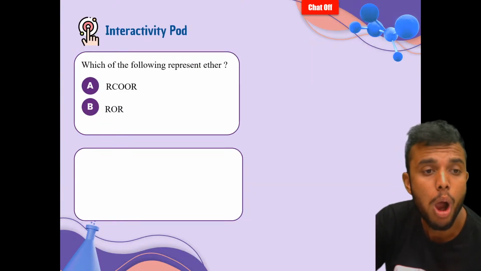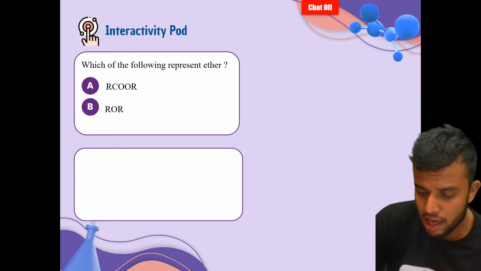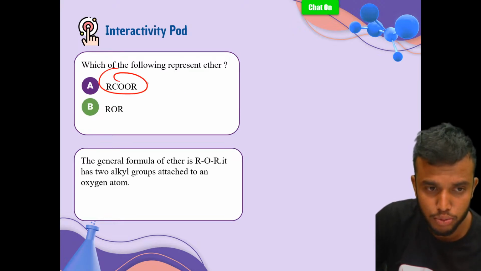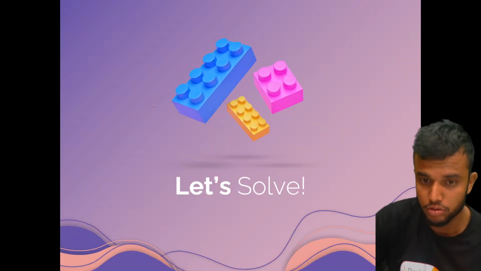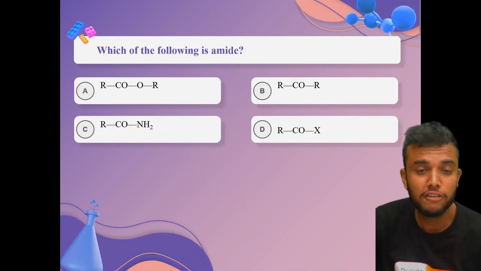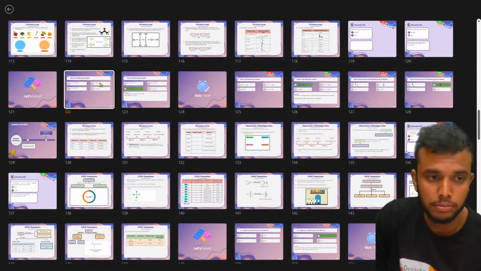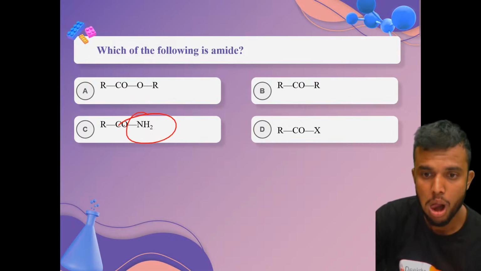One question is there: which of the following represents ether? RCOO is ester, and this one is ether. Okay, don't confuse them. Let's solve. Which of the following is an amide? NH2 group. This is amide, right?